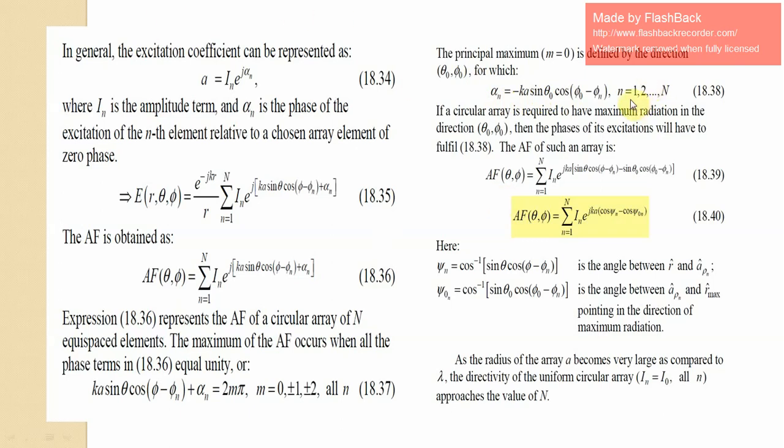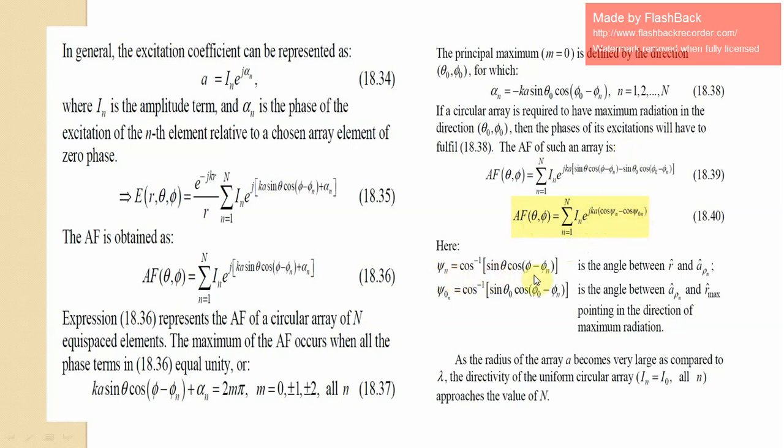From that equation, n equal to 1 up to N, if the circular array is required to have maximum radiation in the direction of theta 0 and phi 0, then the phase of its excitation must fulfil equation number 18.38. Then the array factor of such an array will be represented here, that is the array factor of theta, phi should be given as the summation n equal to 1 to N of I of n e raised to j k a, cos psi n minus cos psi 0 of n. Then what is psi of n?